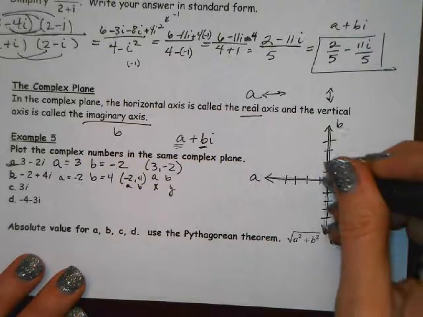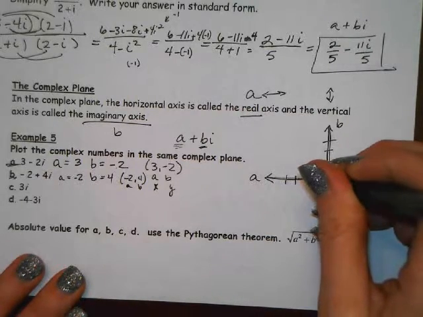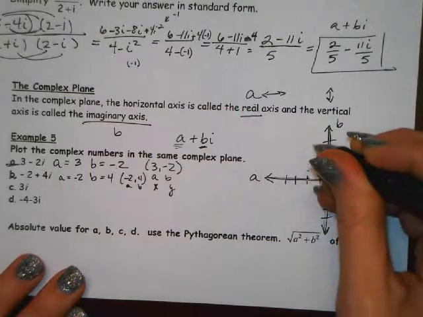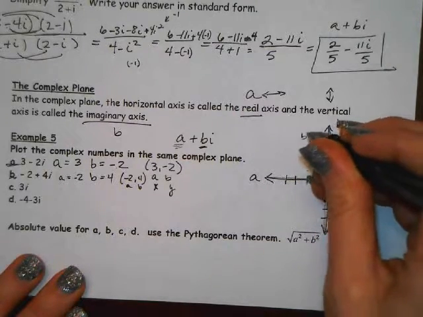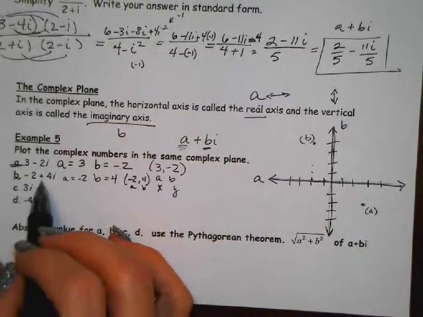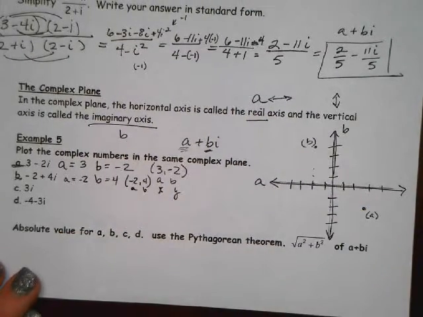So I go over 2, sorry, over 2, and then I'm going to go up 4. 1, 2, 3, 4. And this becomes b. My b complex number is plotted there.